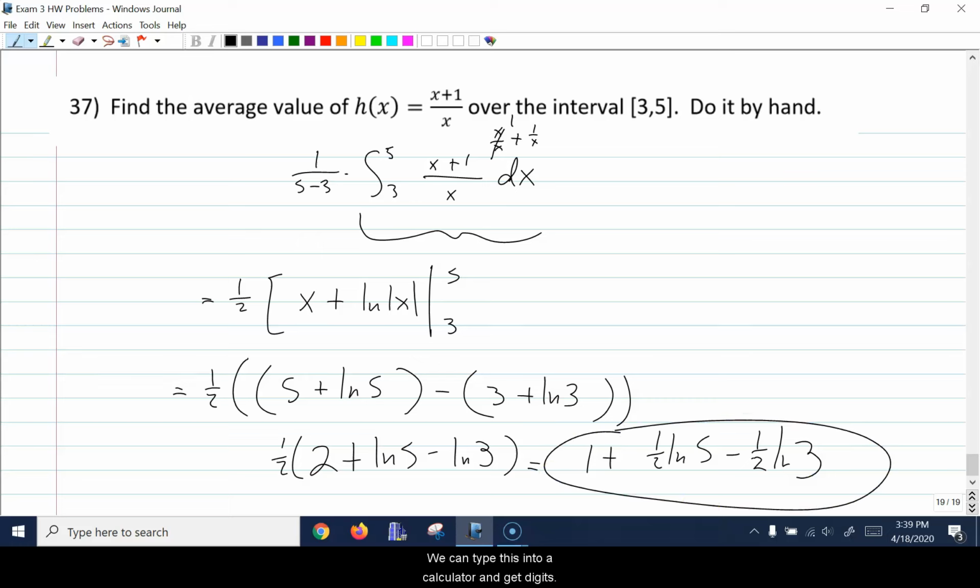Cool. We can type this into a calculator and get digits, but that's the less impressive version of the answer because we could have gotten digits without learning the fundamental theorem of calculus and doing an antiderivative and all that. Your calculator can get digits, so it's not wrong to put the digits, but this is the one I'm looking for to see if you got it on the page somewhere when I'm grading.